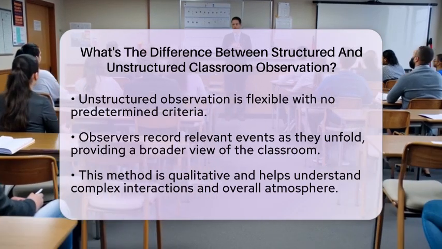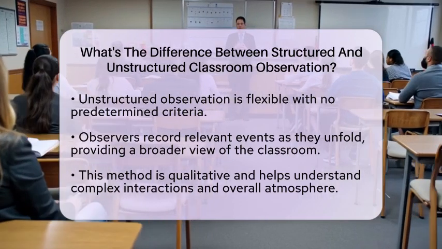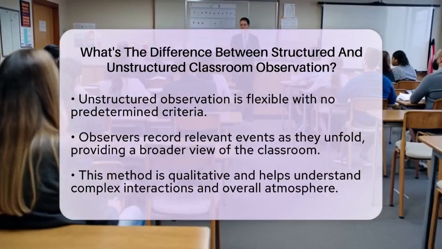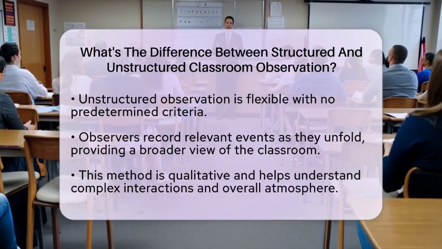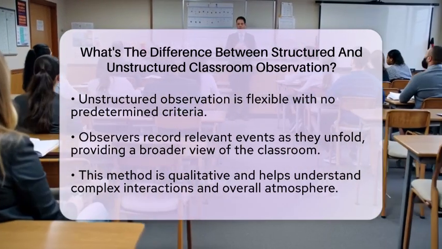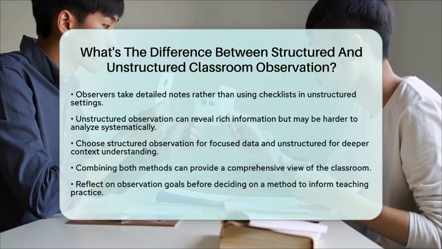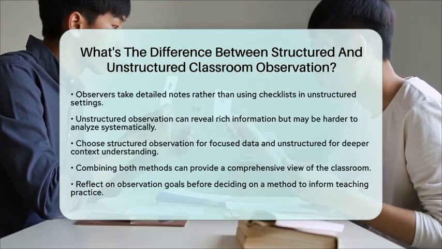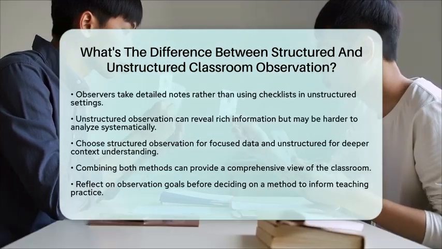So, when should you choose one method over the other? If you want clear and focused data on specific aspects of teaching or learning, structured observation is the way to go. It is especially useful if you plan to track progress or compare results. Conversely, if you want to gain a deeper understanding of the classroom context or explore new areas, unstructured observation is ideal. Combining both methods can also be effective.